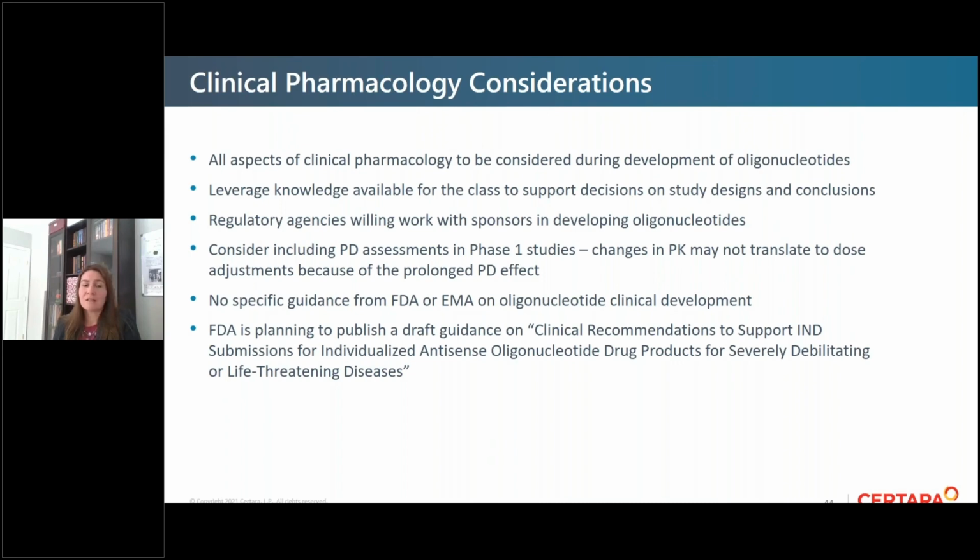Key for this class, and maybe not usually done for other molecules, is to also consider including PD assessments with your phase 1 studies, as changes in PK may not necessarily result in dose adjustments, based on the PD response. And the FDA is also looking at publishing a draft guidance on clinical recommendations to support IND submissions of oligonucleotides. So there's more to come there.